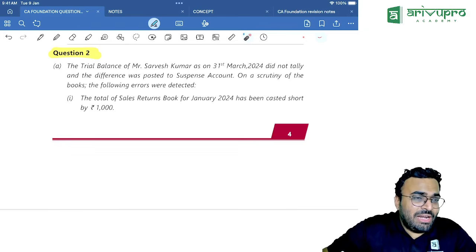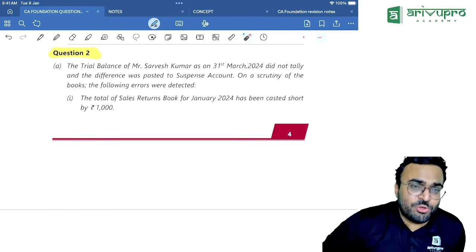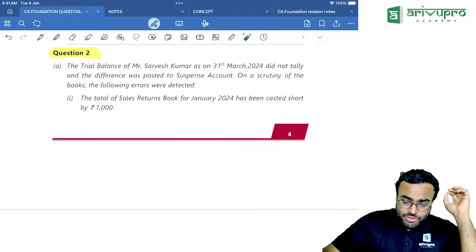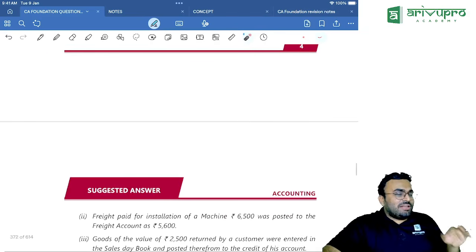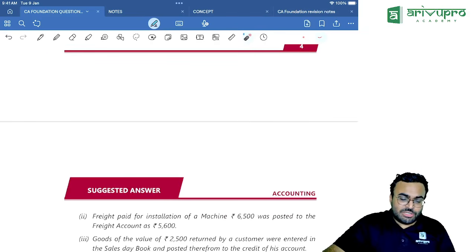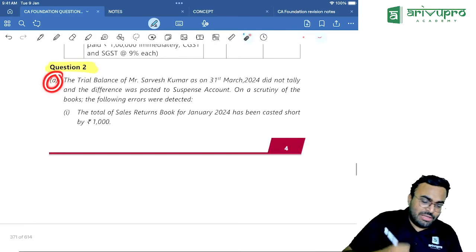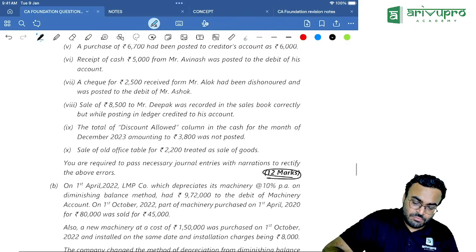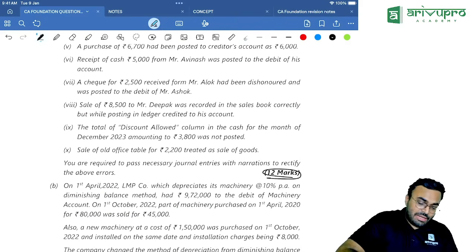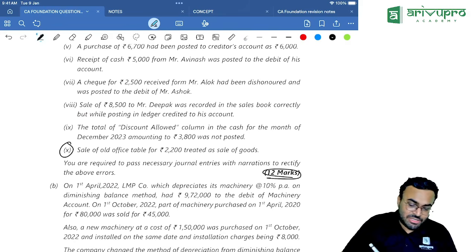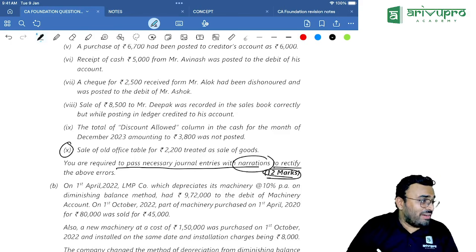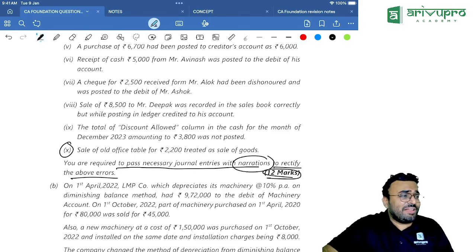Okay, now the last examination question of new scheme which we are going to solve for rectification of errors is June 2024. This was the first attempt of new scheme. Can you see, 2A is the question and they have asked it actually for 12 marks. 10 entries are there, 12 marks they have asked. You are required to pass journal entries with narrations to rectify the above errors.